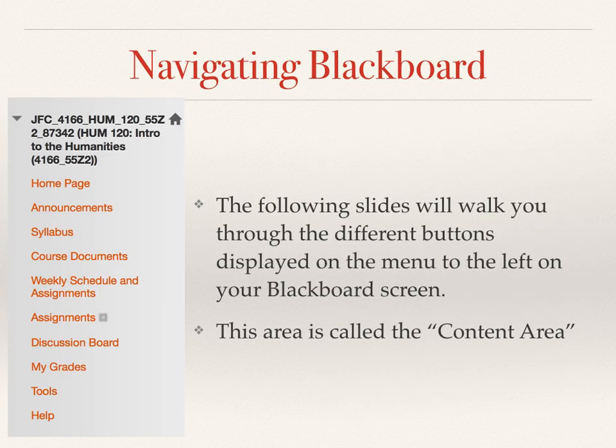All right, navigating Blackboard. What's going to happen? The following slides are just going to help walk you through some of the different buttons displayed on the menu screen to the left on your Blackboard. This is called the content area. And you can see here, I just copied from a different course I teach. Ours will look very similar to this. You have the home page, announcements, syllabus, course documents. You will also have a link that says Cengage textbook. That's where you link to your textbook. But you will see this all on Blackboard.